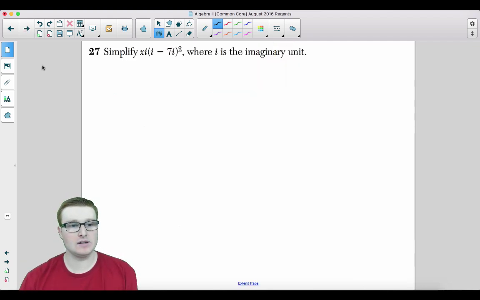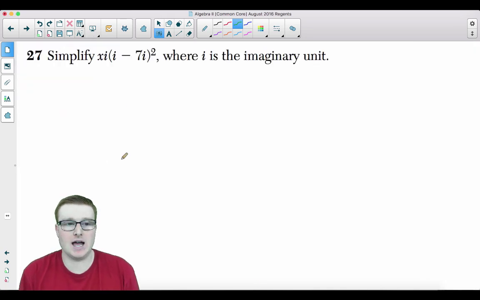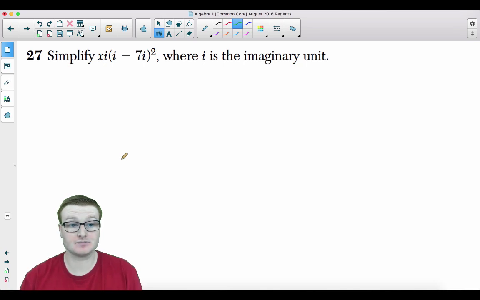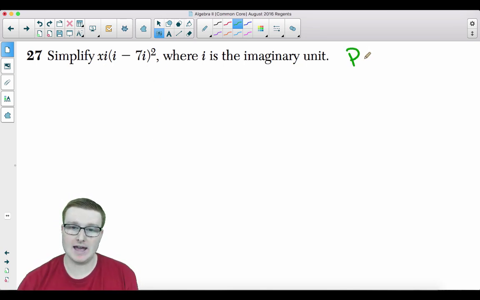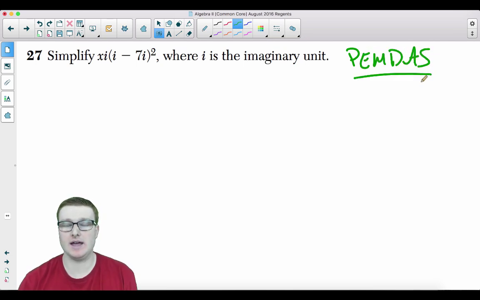Okay, moving on to number 27. Simplify xi times (i minus 7i) squared, where i is the imaginary unit. So don't forget your rules of PEMDAS. We need to apply the exponent first. You can't distribute that. We need to FOIL this first, then distribute.